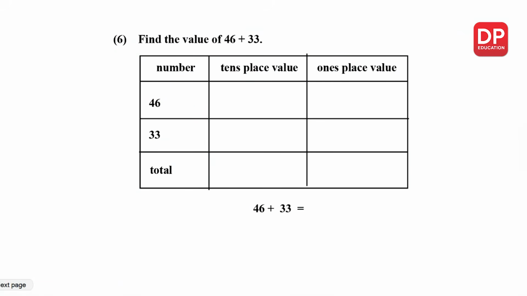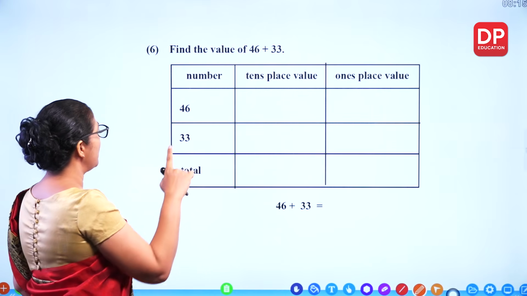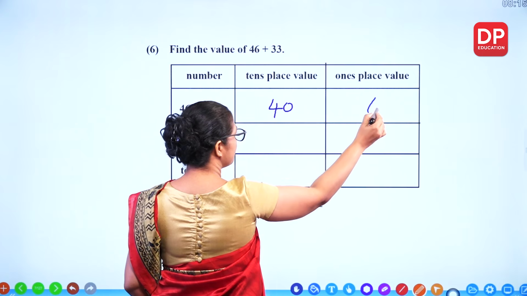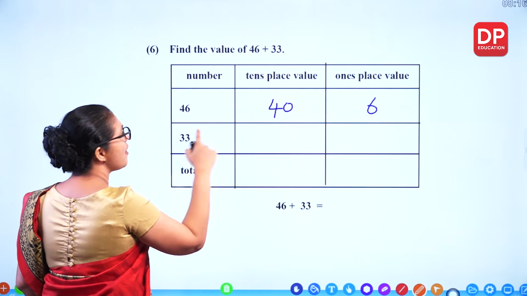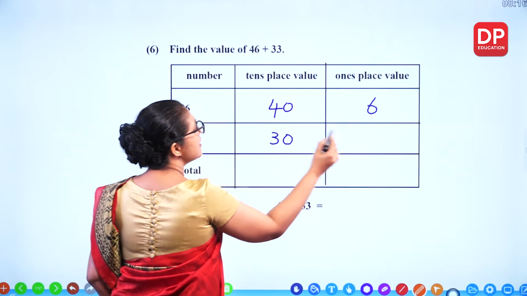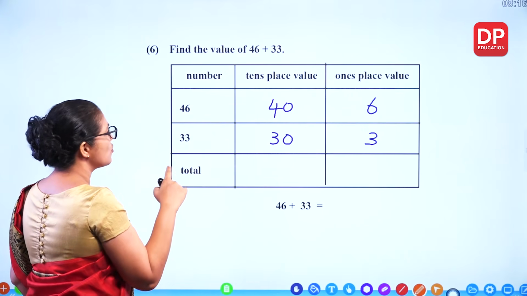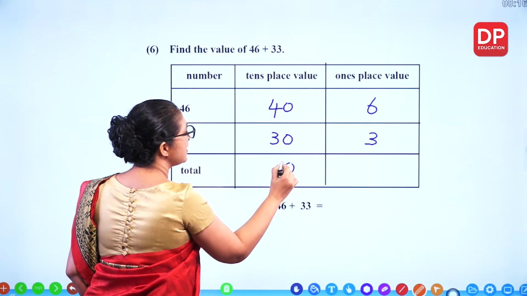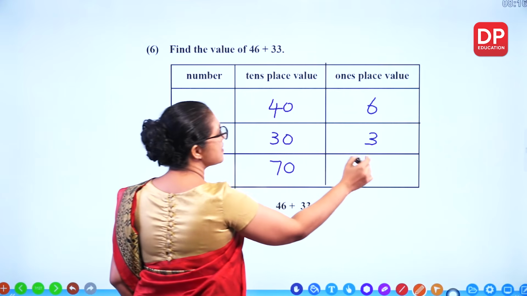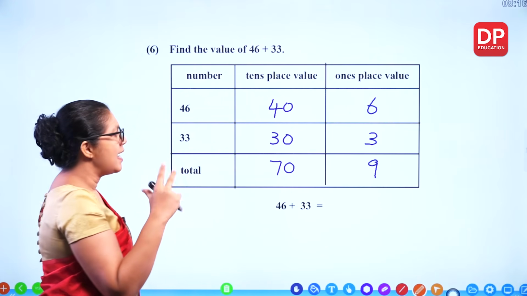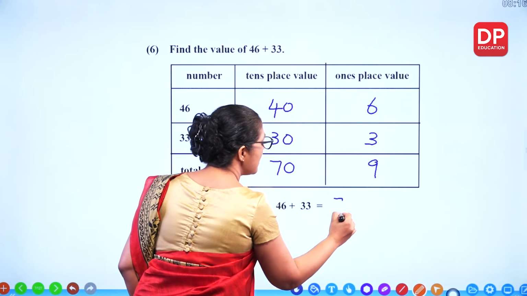Find the value of this one. So we'll write in tens place values and ones place values. 46, 40 and 6. 33, how can you write? 30 and 3. 30 tens and 3 ones. So what's the total here? You get 70. 6 plus 3, 9. So what's the final answer? 70 and 9. 79.